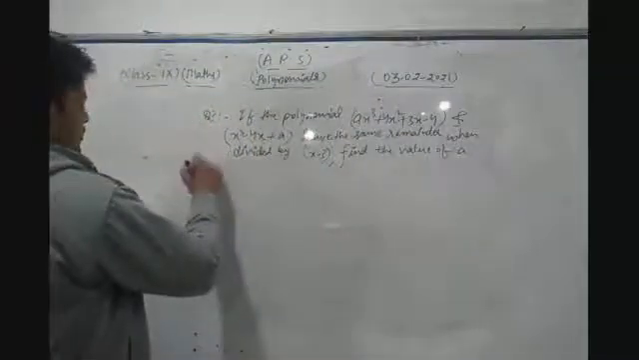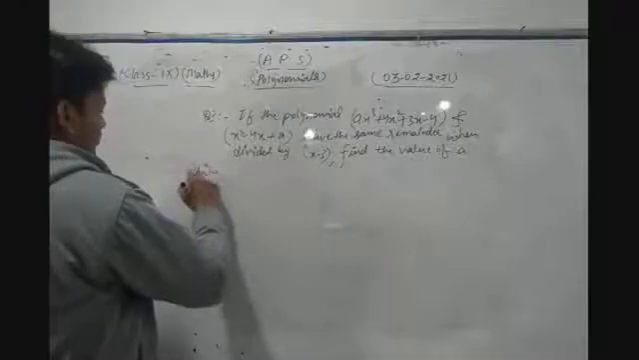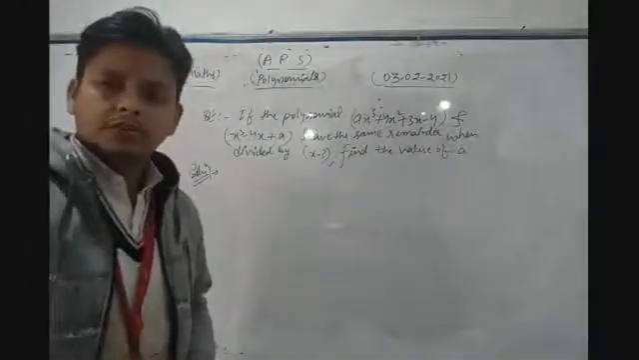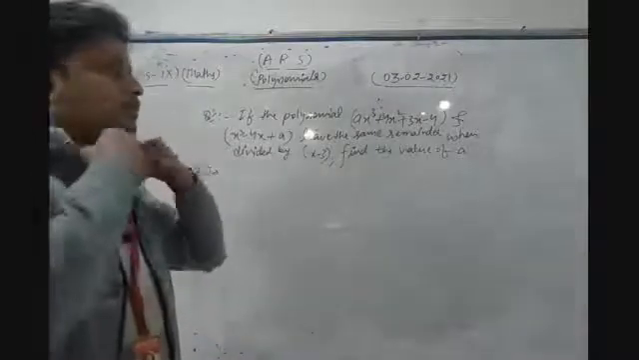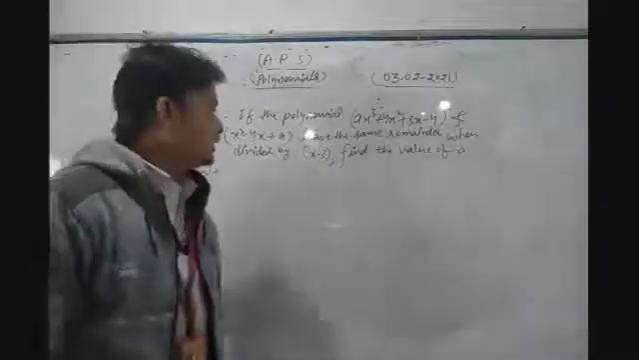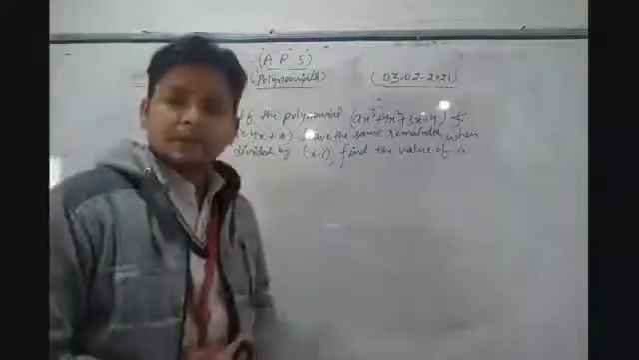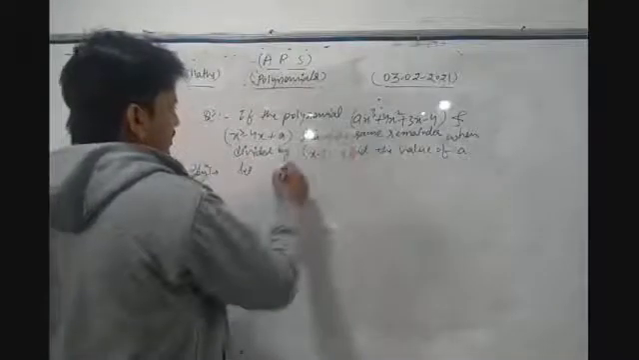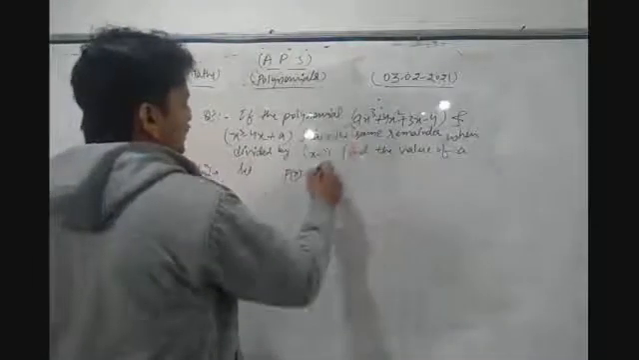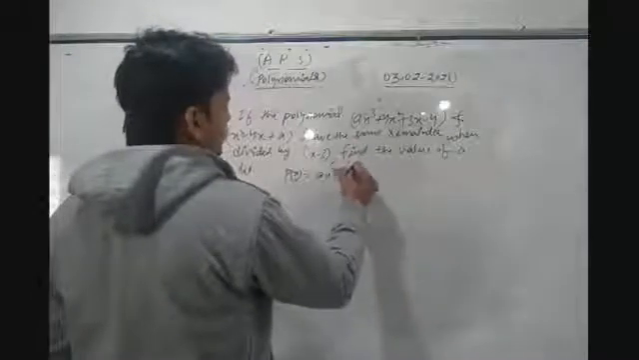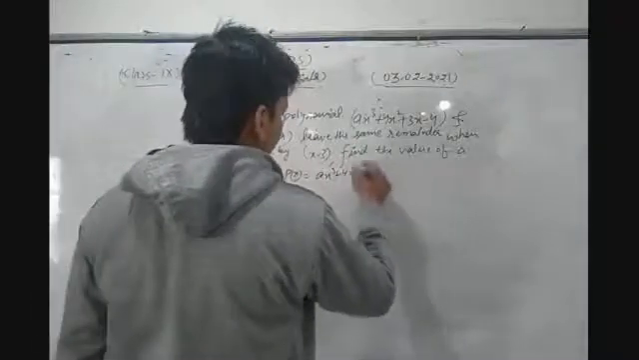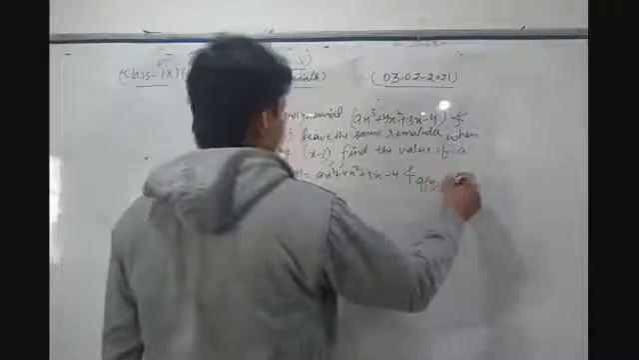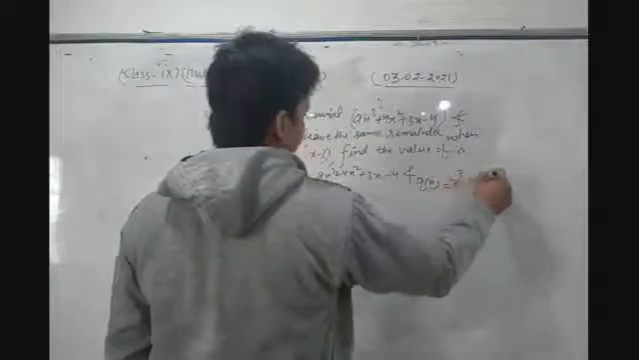Okay, dear students, this is a very important question. Let's see the process to solve this type of question. Here, the two polynomials leave the same remainder when divided by x minus 3. Let p of x be the polynomial ax cube plus 4x square plus 3x minus 4, and q of x be x cube minus 4x plus a.